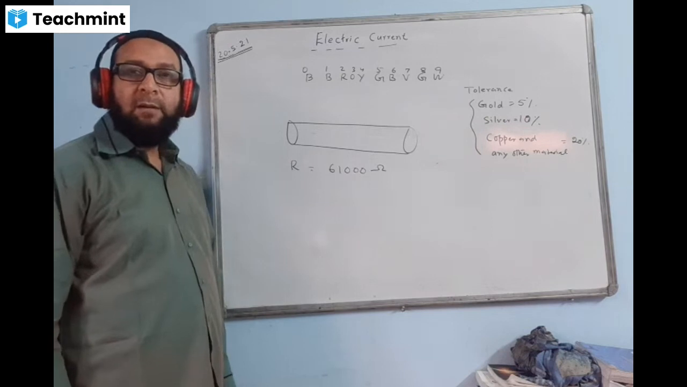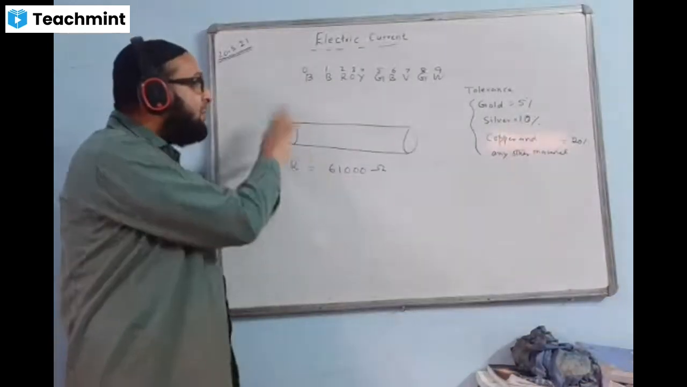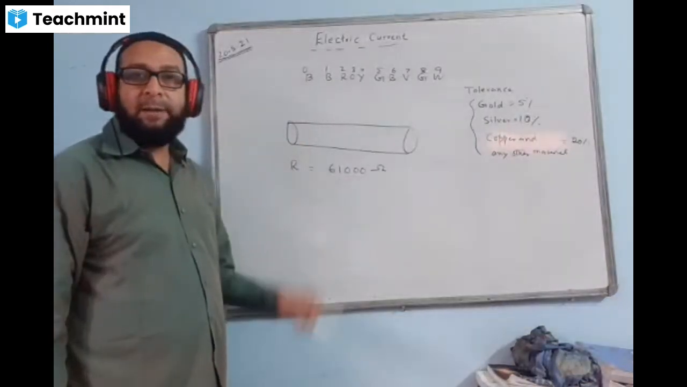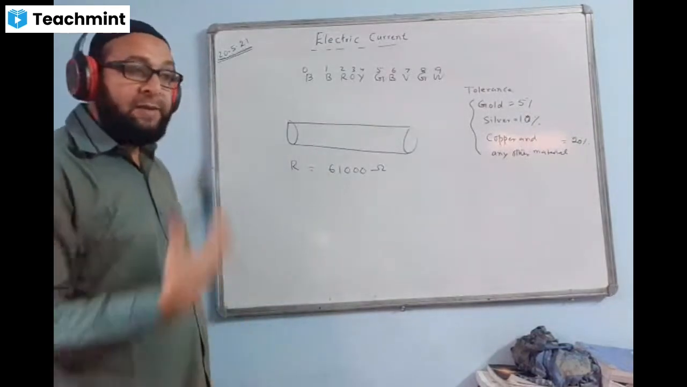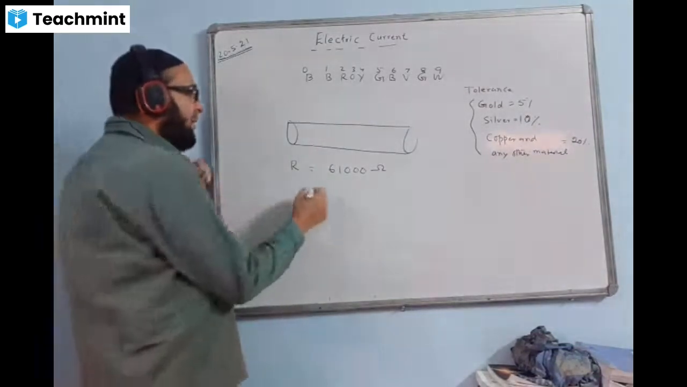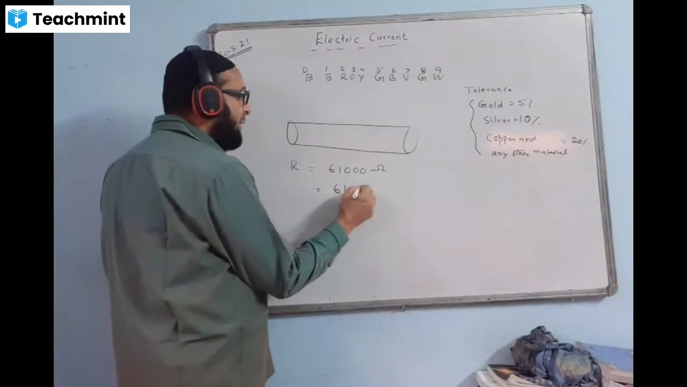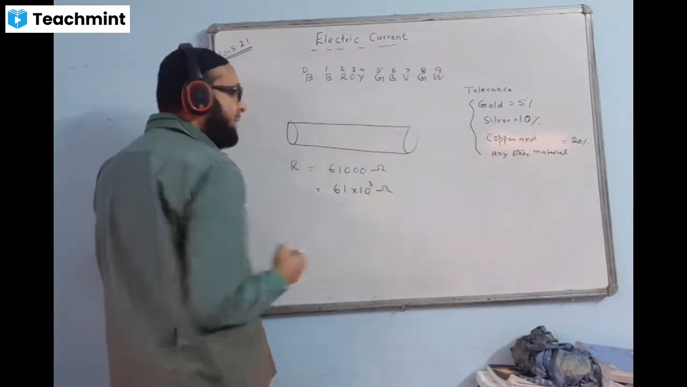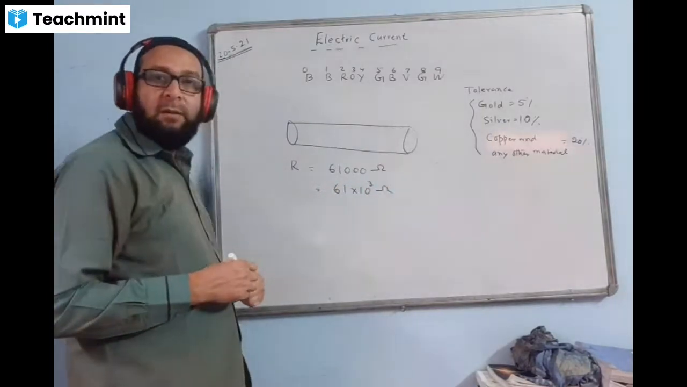Like this they have given. This time the value of R is given, and we have to find the colors. What are the colors present in them, and in which order they are present, that we have to find. First I will write 61 into 10 to the power of 3.